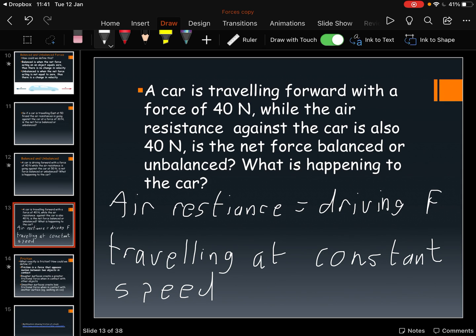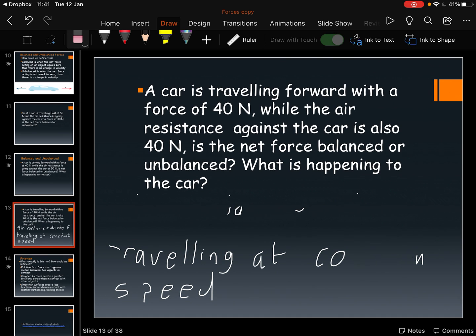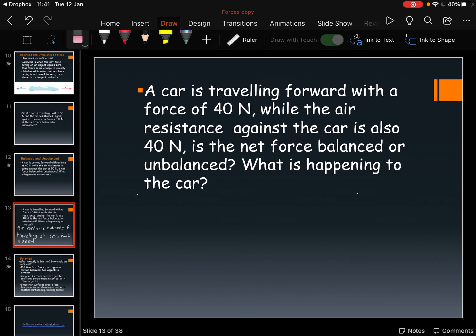If the resistance is greater than the driving force, it starts to slow you down. If the resistance is less than the driving force, you start to get faster. You accelerate, if you will. Okay, so that's it. There are your 3 different kinds of questions that you can get. If the driving force is bigger than the resistance, you get faster. If the driving force is less than resistance, you're getting slower. And if the driving force is equal to the resistance, you're traveling at the same speed. Okay?